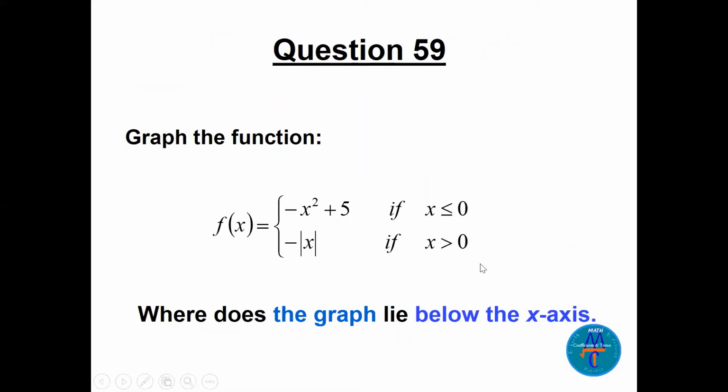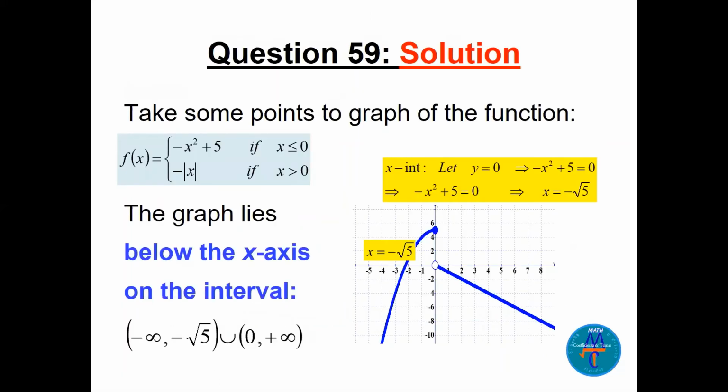Now this is a medium question. Graph the piecewise function. We have minus x squared plus 5, x less than or equal to 0, minus absolute value of x if x is greater than 0. Then we answer, where does the graph lie below the x-axis? Just take piece by piece.